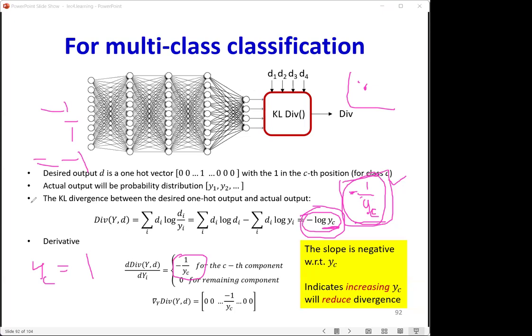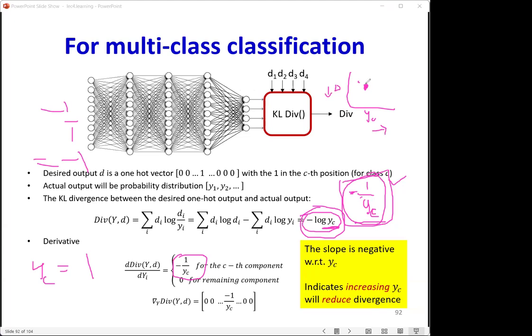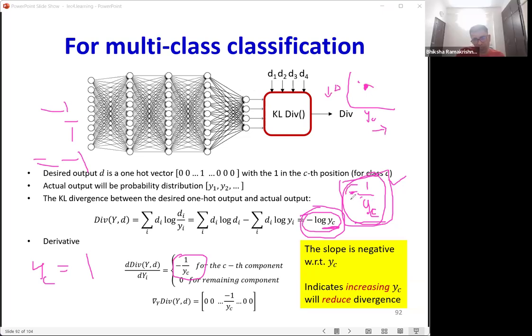Sir, one question. Increasing yc will reduce divergence, but it is -1 by yc, no? If the slope is negative over here, this is yc, this is divergence, right? Do you want the slope of the divergence with respect to yc, if increasing yc must decrease the divergence, to be negative or positive? Negative. Exactly. You always want this sign to be negative when you want y to increase, correct?